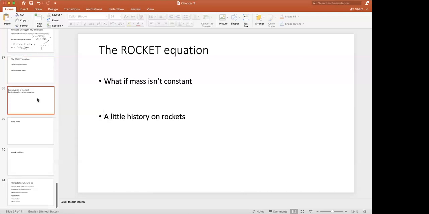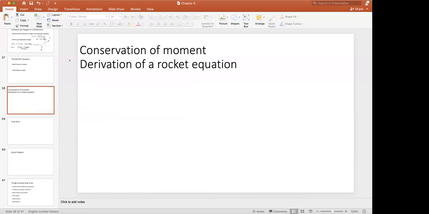Okay, so let's get started on this. I gotta warn you, this is a pretty high-level derivation, kind of, for some of you. Some of you might not follow this completely. All of you may not follow it completely, but I'm going to do it for you.